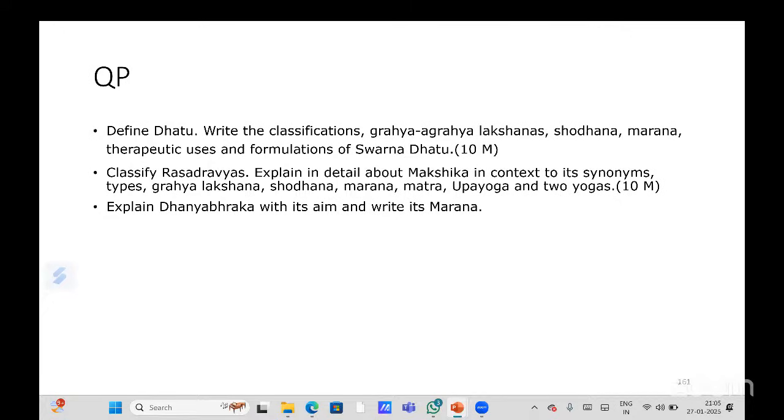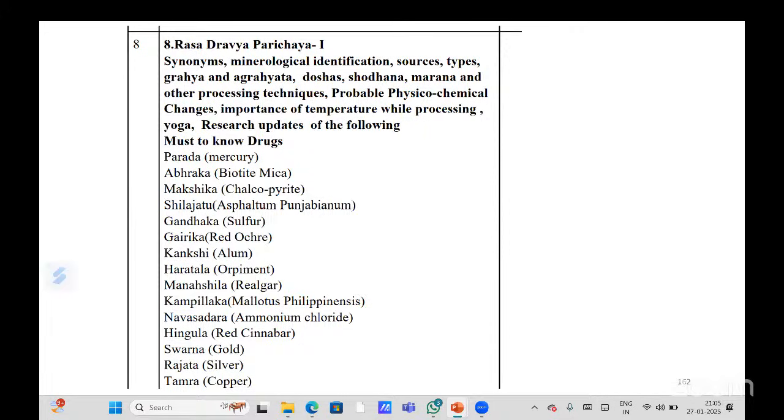Okay, so here we have some drugs which may be of the Maharasa group or Uparasa or Sadharana Rasa. They are combined, or they are given as Rasa Dravya Parichaya 1. These are our must-know drugs.